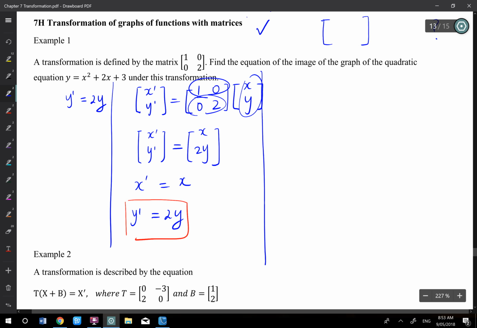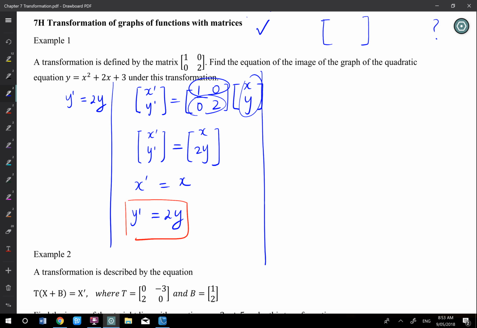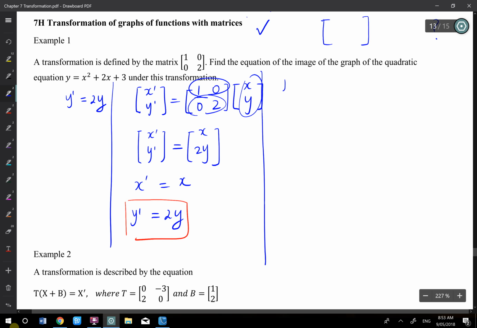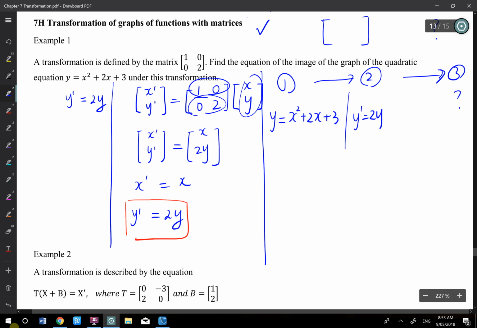Okay, what's the next step we should do? After we change the matrix into y dash and x dash, it goes back to the original question. So, the original equation: step number 1, 2, and 3. I get my x. Number 1, I get y equals x squared plus 2x plus 3. And number 2, y dash equals 2y. What should I do after that?